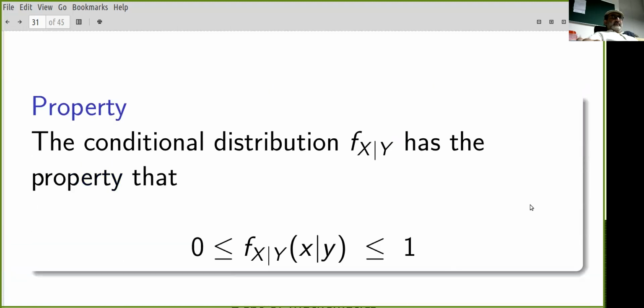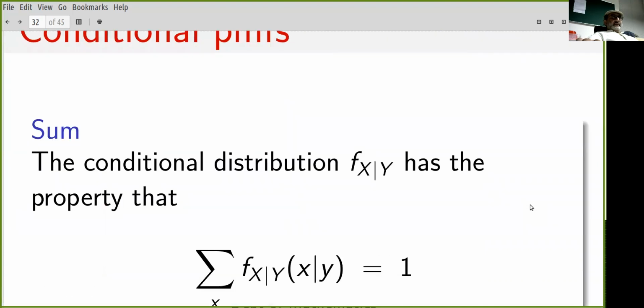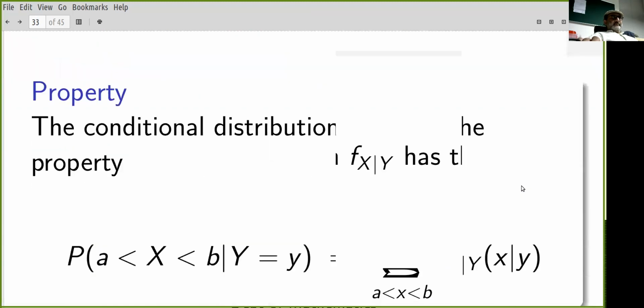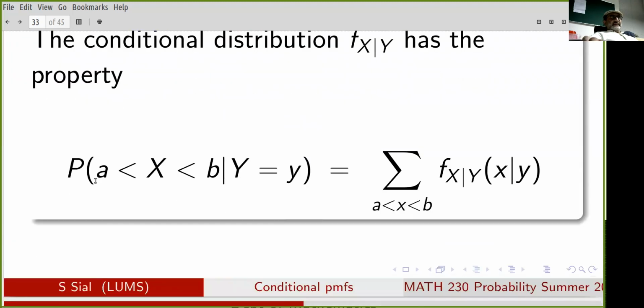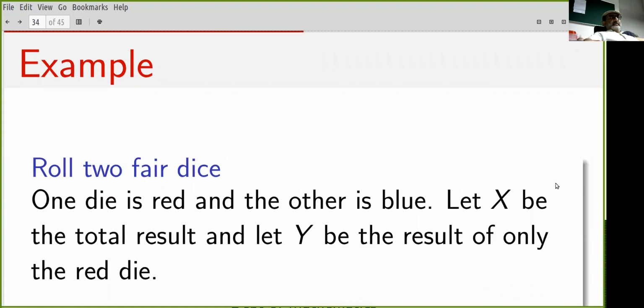Okay. Some properties of the conditional PMF. These are probabilities, so they range from 0 to 1. They sum to 1, right? So if you fix the value of y and you sum over all x's, then those probabilities sum to 1. The probability that x lies between a and b, given some value for y, well, you sum for all the x values that lie between a and b the conditional probability, keeping that y fixed at that value.